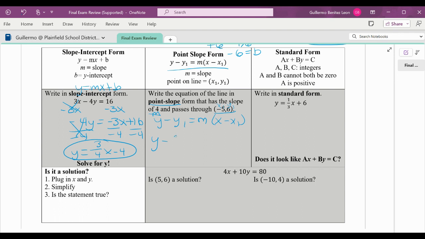Y minus 6 equals m was 4, parentheses, x minus, x1 is negative 5. If you recall, we do not like this. So we're actually going to change this. Y minus 6 equals 4. A negative times a negative is a positive. So I'm going to change this to plus 5. You will never see subtracting a negative. We automatically change that to adding a positive.